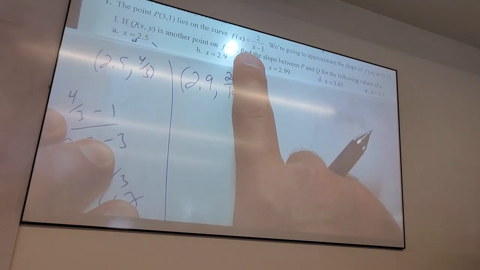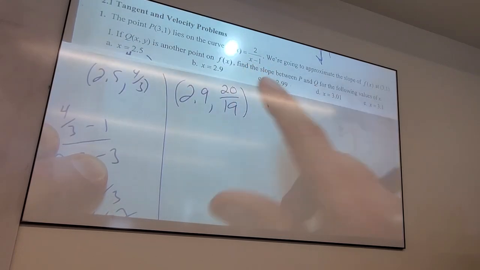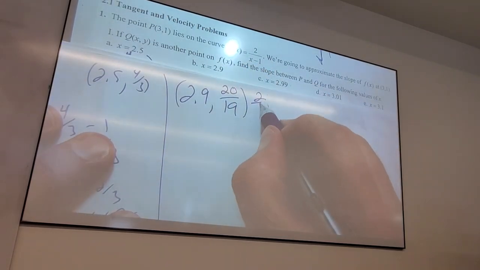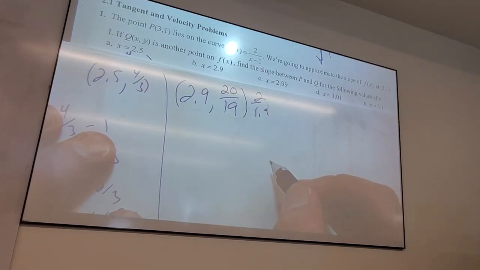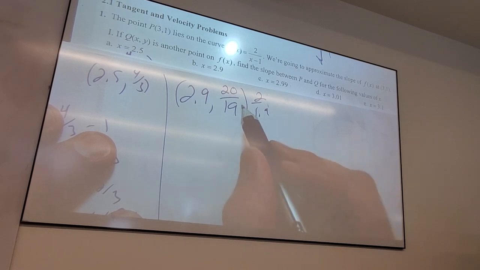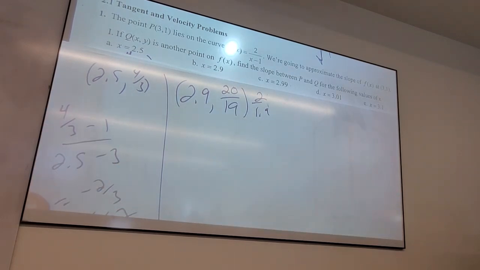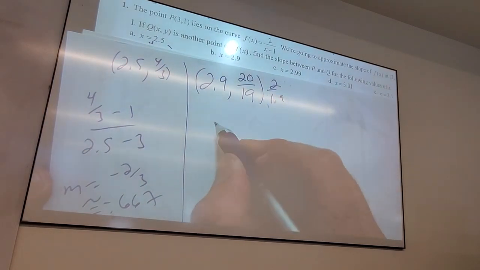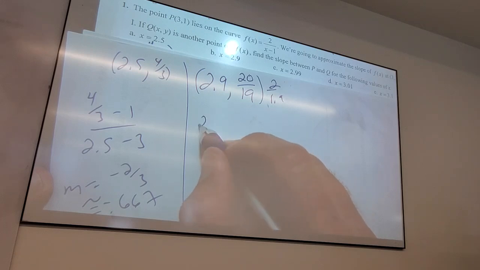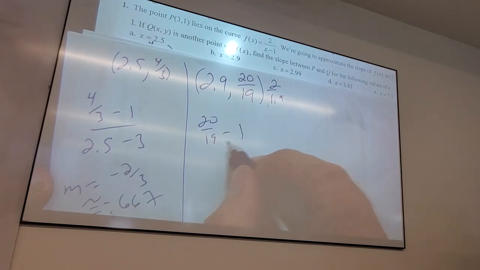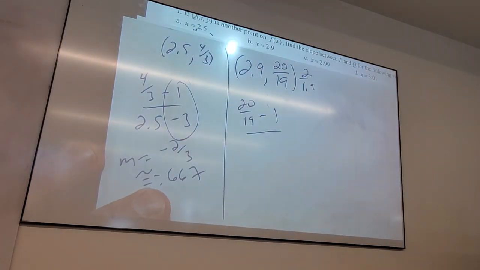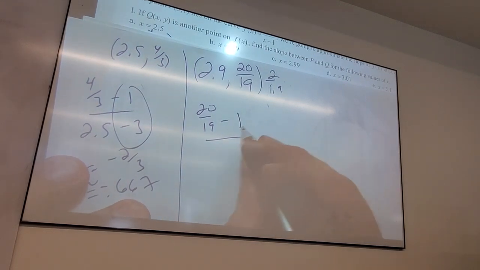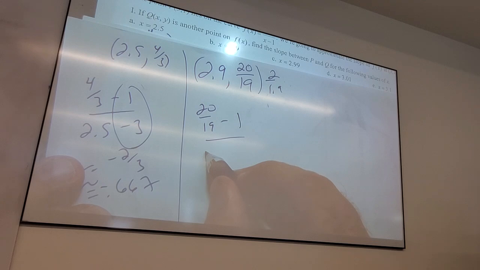So again, this is 2 divided by 1.9, correct? Yeah. What do you get when you multiply top and bottom by 10? 20 over 19. There you go. So now I get to get the slope. How do I get the slope? 20 over 19 minus 1. See how these two are always going to be the same, yes? Because that point stays the same. 3, 1 stays the same. 20 over 19 minus 1 over 2.9 minus 3.